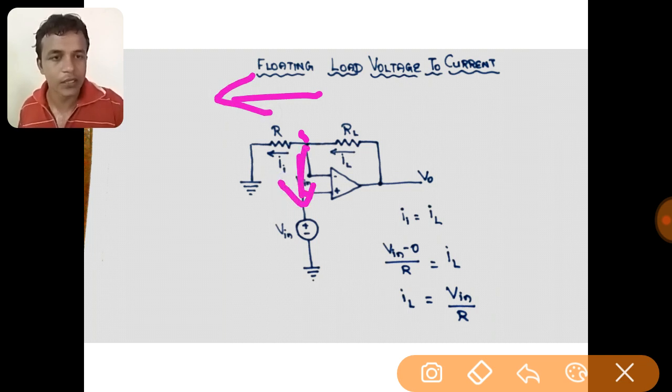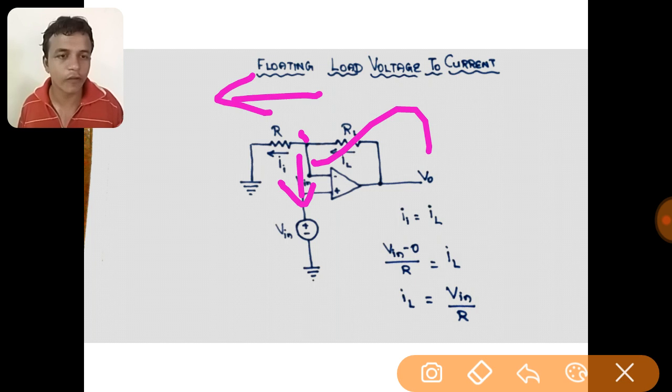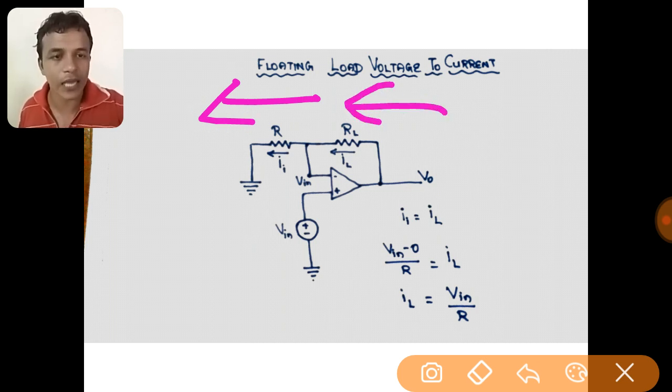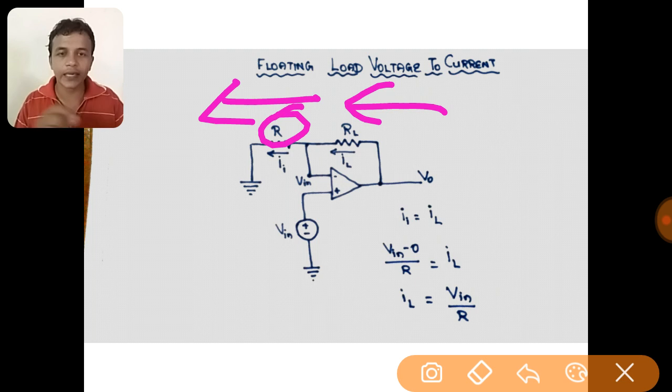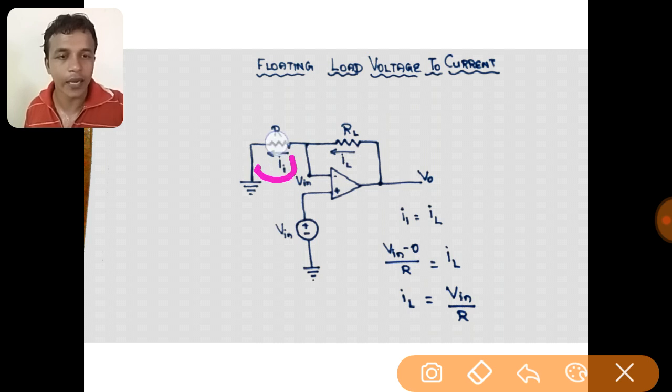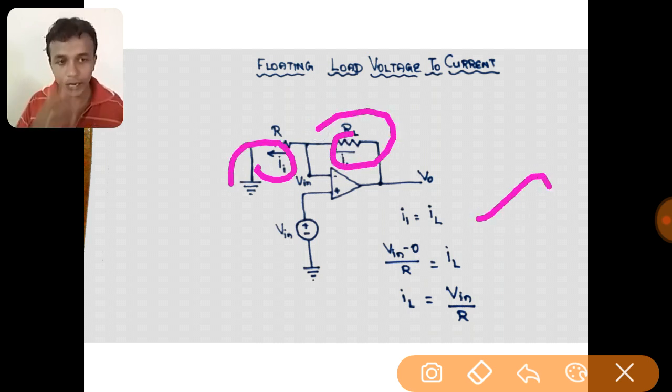But this is the branch of the inverting terminal of the operational amplifier. The inverting input terminal of the operational amplifier has high input impedance, so there won't be any current flowing in this branch. So all the current flows through this path. Whatever current is flowing in the negative feedback load resistance is available in the input resistance R. So when we put it in equation form, I equals IL. These two currents are the same.